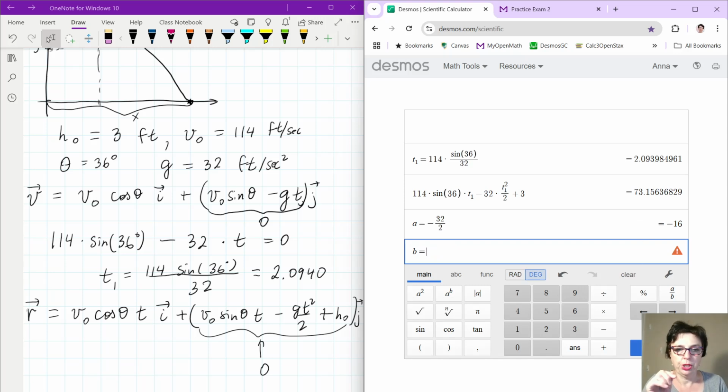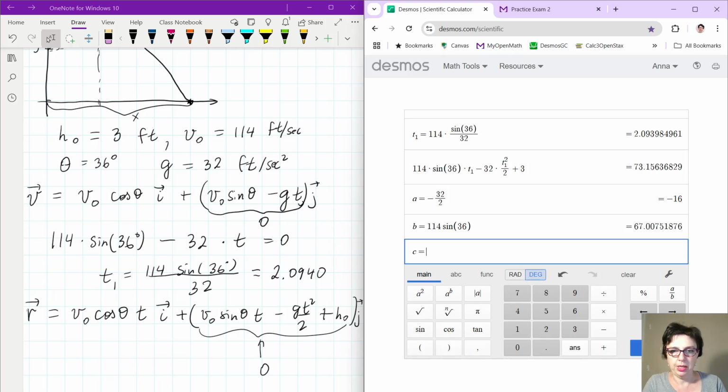Define B, which is V0 sine theta. So V0 is 114 multiplied by sine of 36 degrees. Okay, so that's your B. And then your C is going to be H0, which is 3.